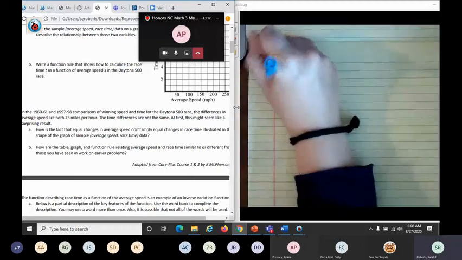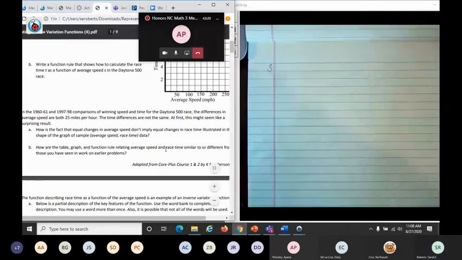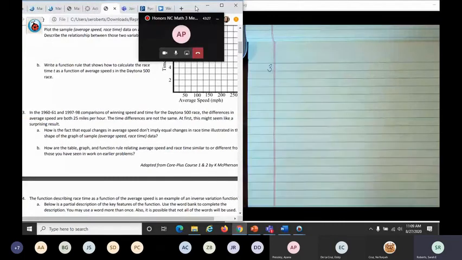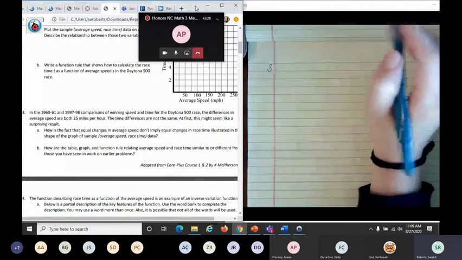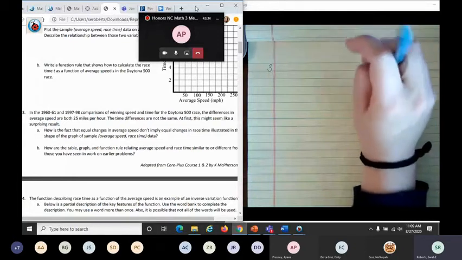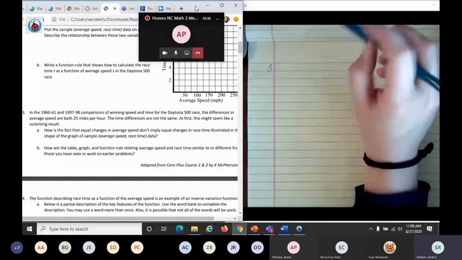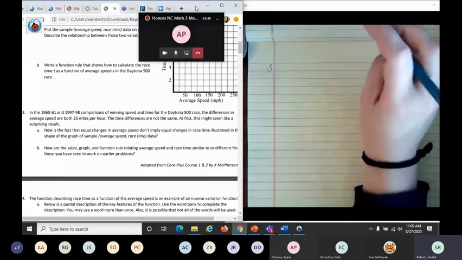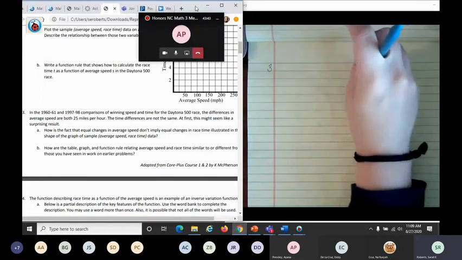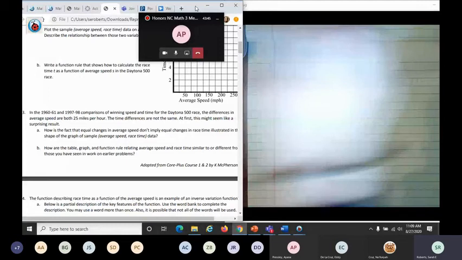So number 3 says, in the 1960 to 61 race and the 1997 to 98 races, the comparisons of the winning speed and time for the Daytona 500 race, I don't know, that first part of the sentence is weird. The differences in the average speed are both 25 miles per hour, but the time differences are not the same. So if we look back, it's referring to number 1.